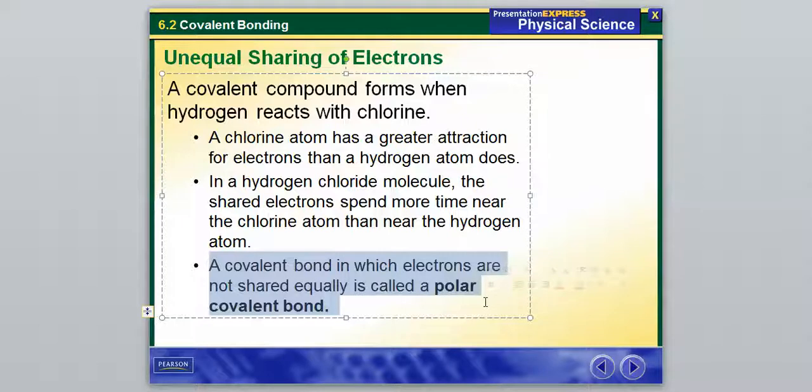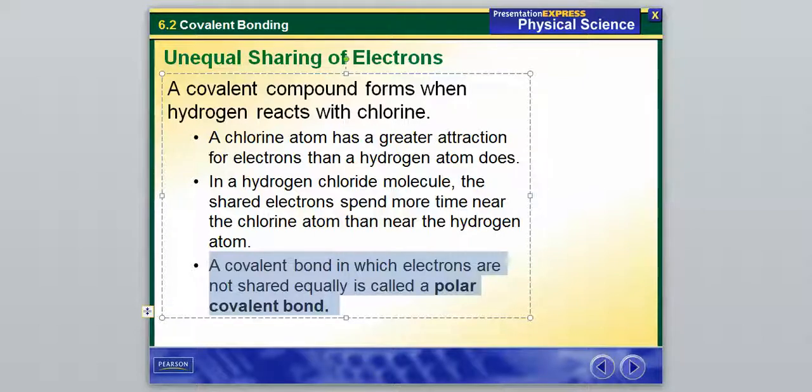I'm sure they have a reason why they use the term polar, but I don't know off the top of my head. But that just means that the electrons spend more time near the nucleus of one atom compared to the other. So in hydrogen chloride, the electrons tend to spend more time near the chlorine nucleus compared to the hydrogen nucleus. So they're still sharing. They both still have that shared pair of electrons, but the electrons are more greatly attracted to the chlorine atom.